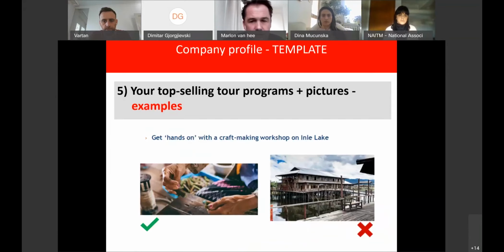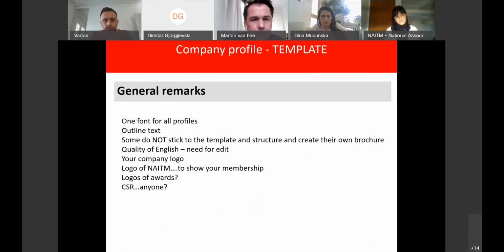So look at your pictures. Here too, use the other picture, the best picture. Don't show the picture of the building. No, show what the people are going to do in the building. And in this case, it's getting hands-on, and they're going to have a craft making workshop on the Inle Lake, a beautiful lake in Myanmar. So the left picture is much better.